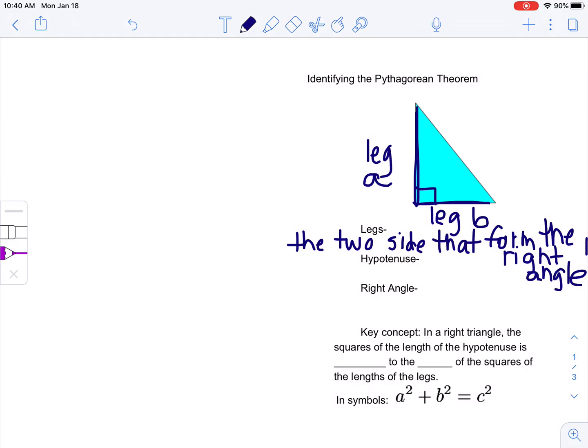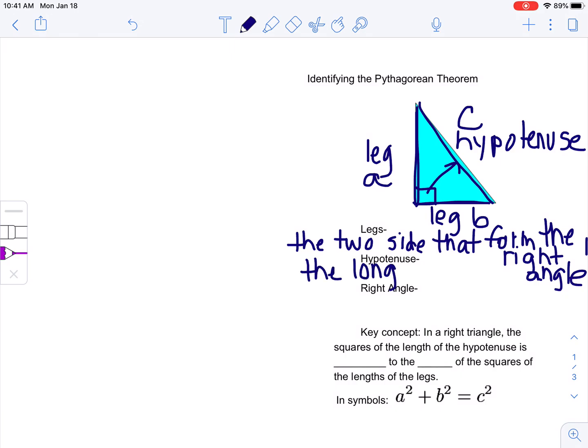And then the longest side, which is always going to be the side that's opposite the right angle, is going to be called the hypotenuse. We also call that side C. So side C is the longest side, and it is called the hypotenuse. It will always be opposite the right angle. So it's the longest side in a right triangle, and it's also opposite the right angle. And we know that a right angle is just a 90-degree angle.